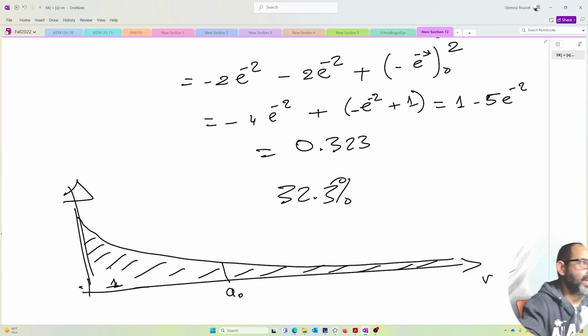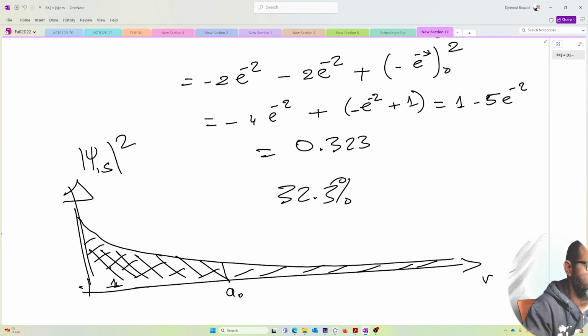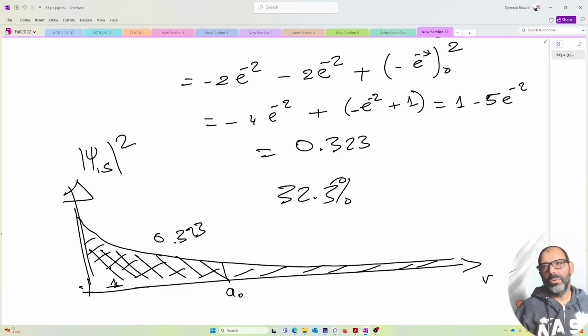So remember, what I'm plotting in here is psi 1s squared, okay? The probability density, and this is its area, which is 1. Now, if I integrate the same quantity between 0 and a naught, it's this integral. Obviously, this integral is less than 1, because if this whole thing is 1, it turns out to be 0.323, okay? So that's the probability of how much chance we have for an electron to exist between 0 and a naught for the case of the hydrogen atom in the 1s state, okay?